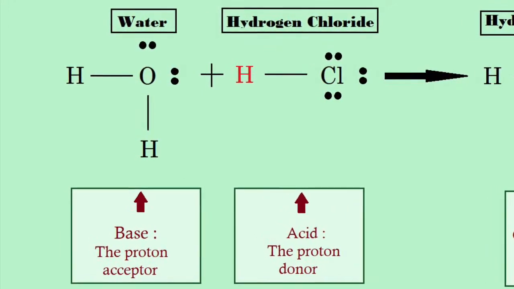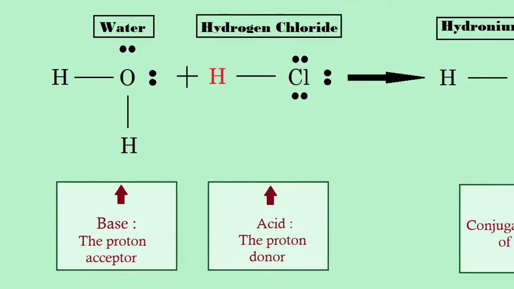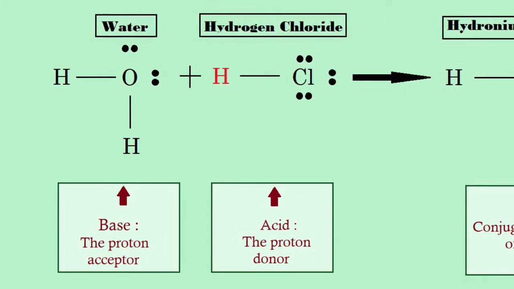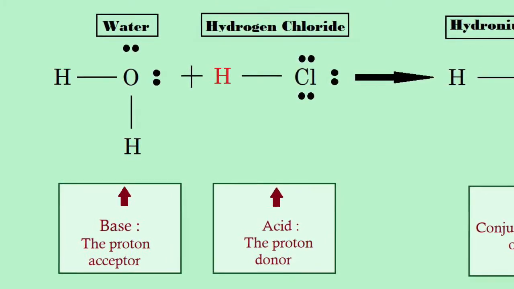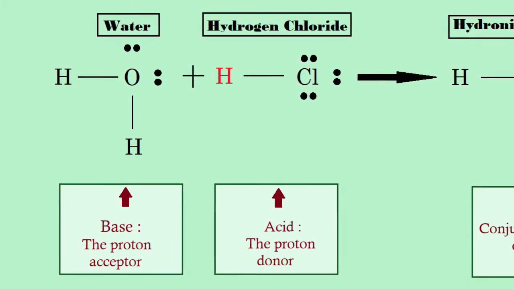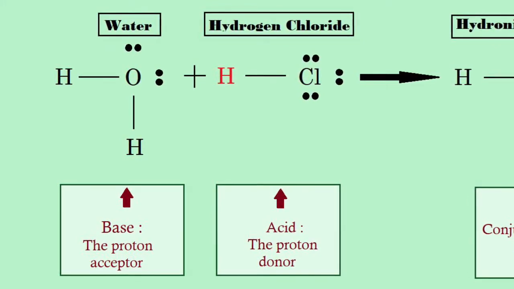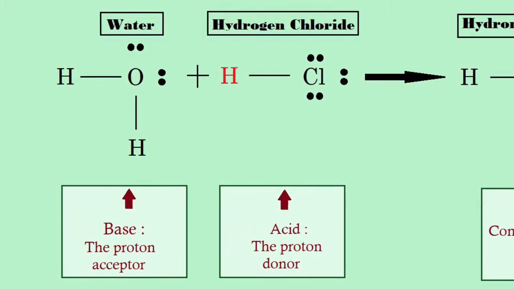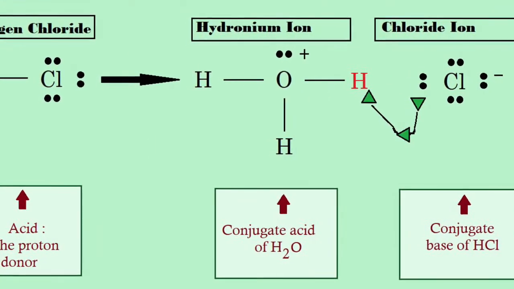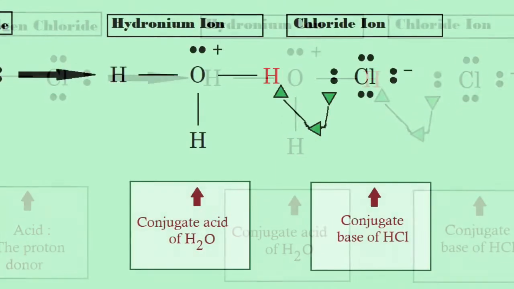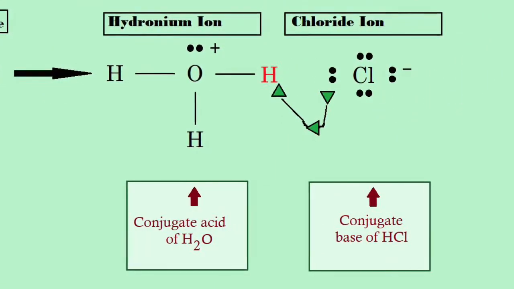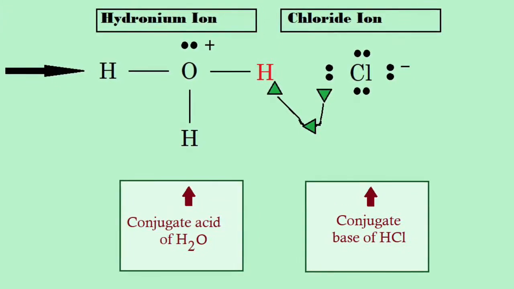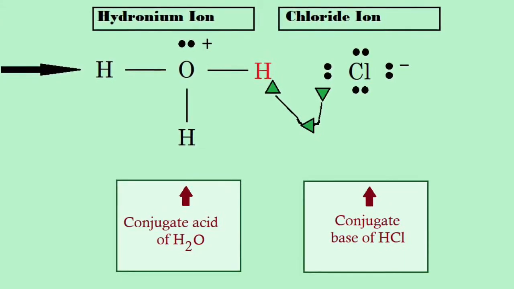So in this chemical reaction, water is known as the Bronsted-Lowry base because it will accept the proton and become hydronium ion. Hydrogen chloride is known as the Bronsted-Lowry acid because it donates its proton. The hydronium ion is known as the conjugate acid of H2O, while the chloride ion is known as the conjugate base of HCl. We'll discuss this in the next slides.